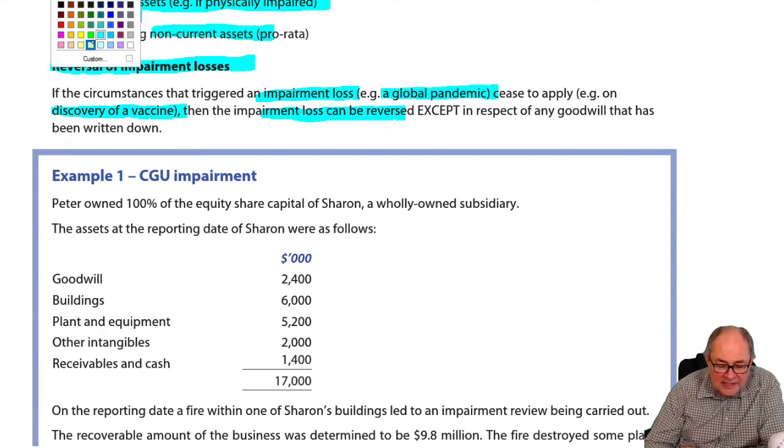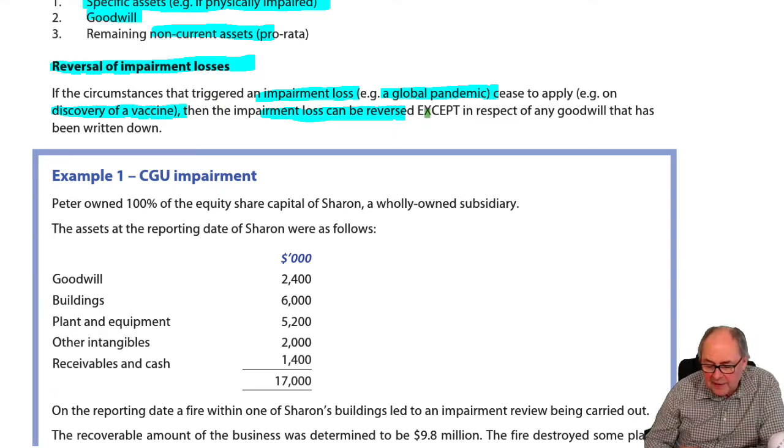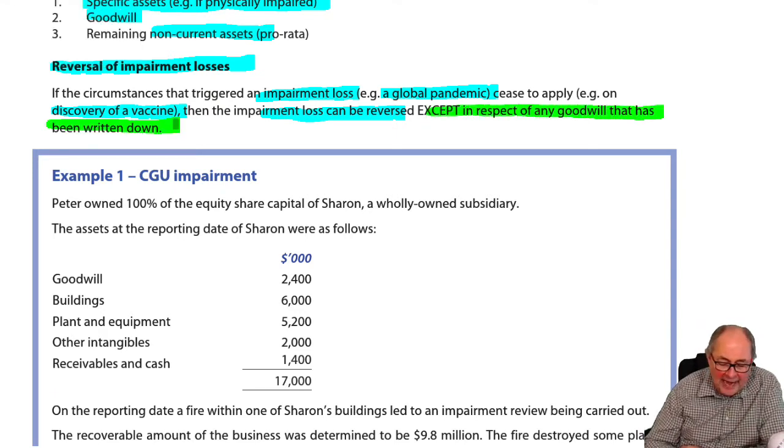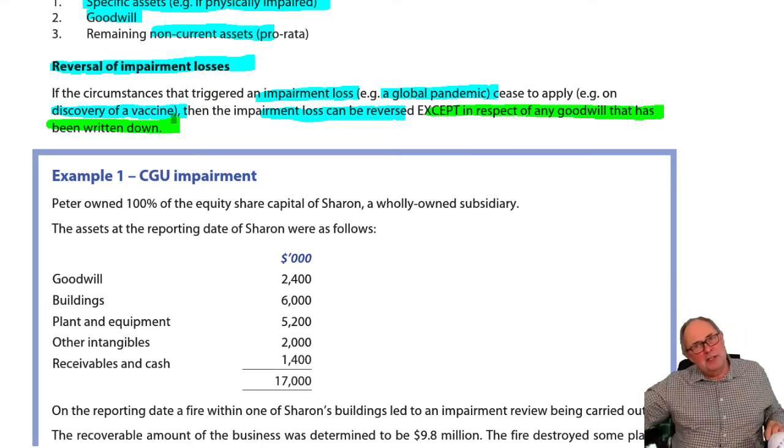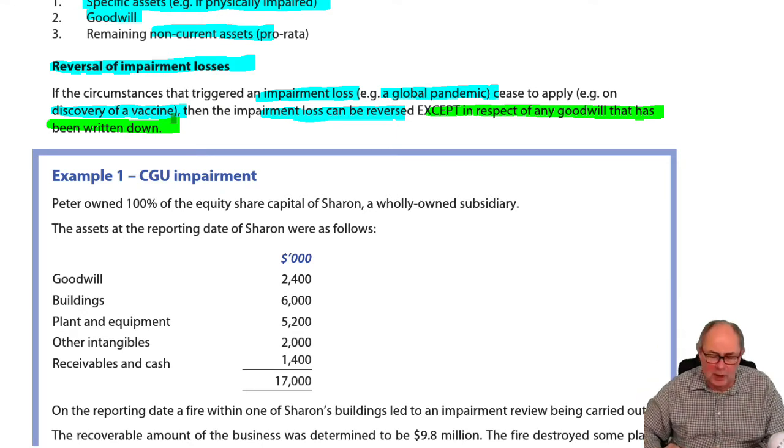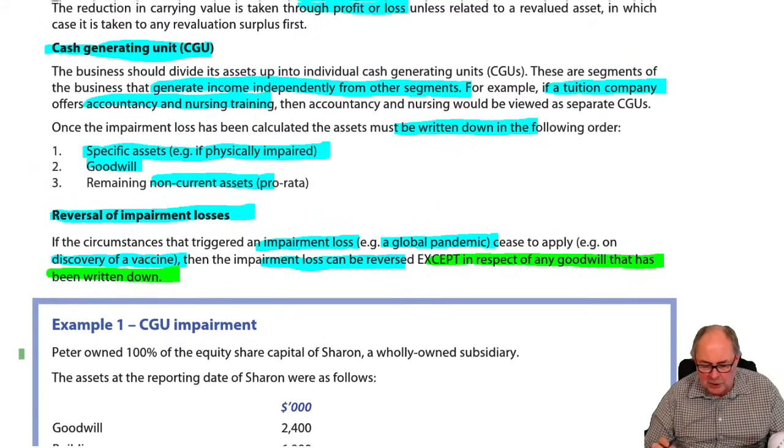The only exception is goodwill. Goodwill you cannot actually write up again. I think there would be too much confusion about how much was purchased and how much was non-purchased goodwill. But if someone says to you can reverse impairment losses, yeah, it's fine. The double entry would work in the other direction.